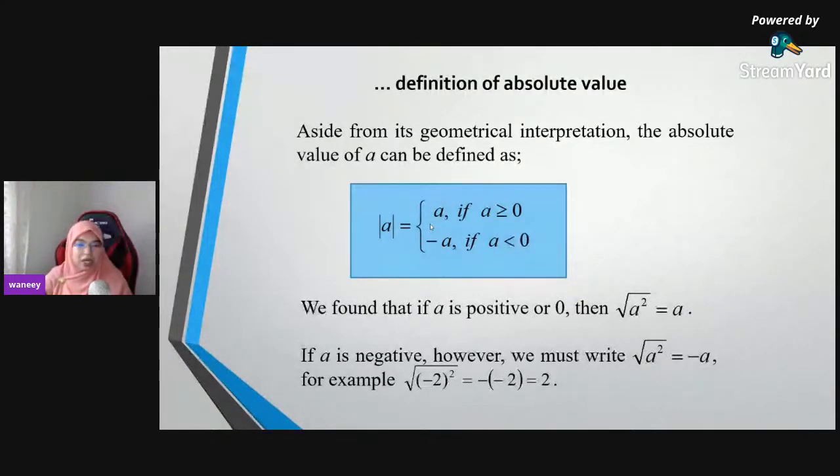Okay, so we found that if A is positive or 0, then the square root of A squared is equal to A. If A is negative, however, we must write the square root of A squared equal to negative A. For example, the square root of negative 2 squared is equal to the negative of negative 2, which is simply equal to 2. Again, I should remind you, we're going to use this in chapter 8, the limits and continuity. So basically for today, we are not going to use this definition yet. Tapi it's good to know something new.